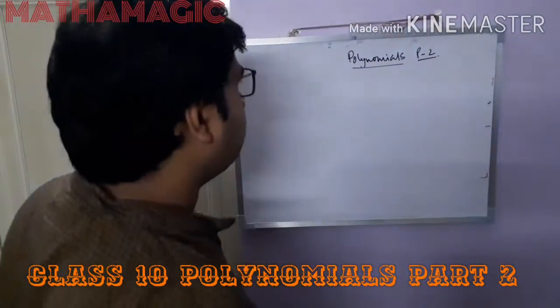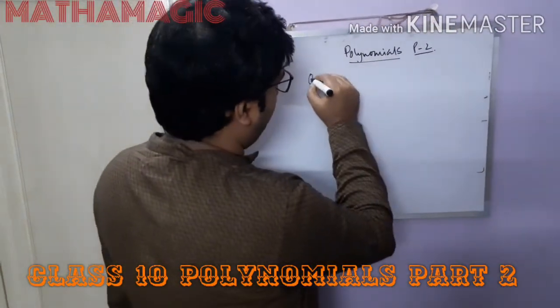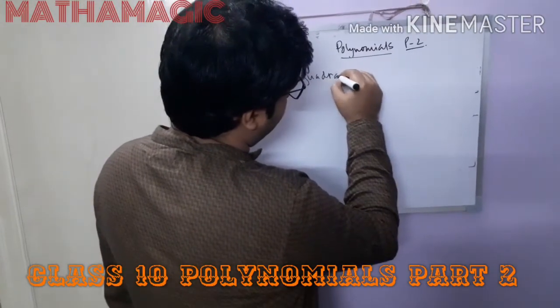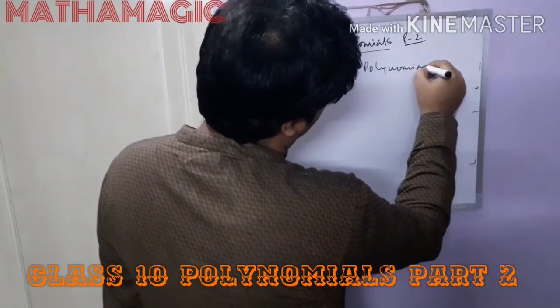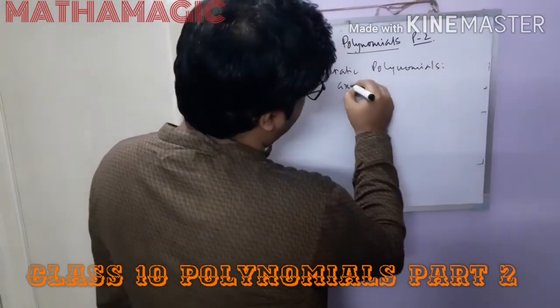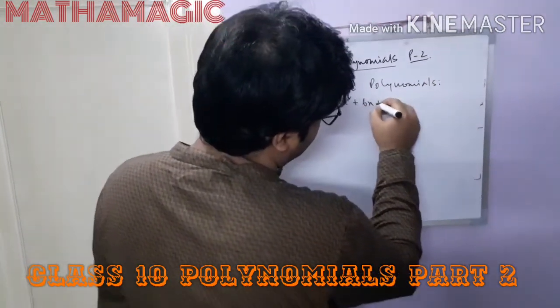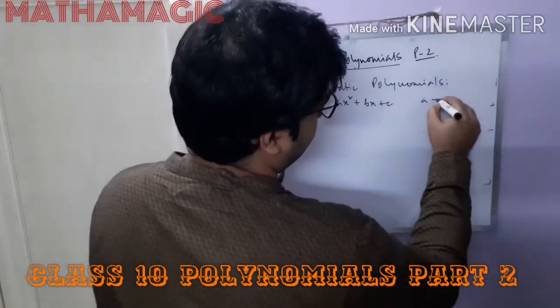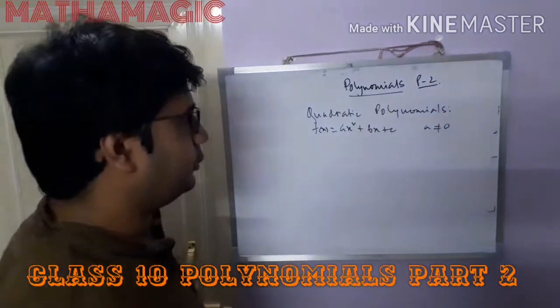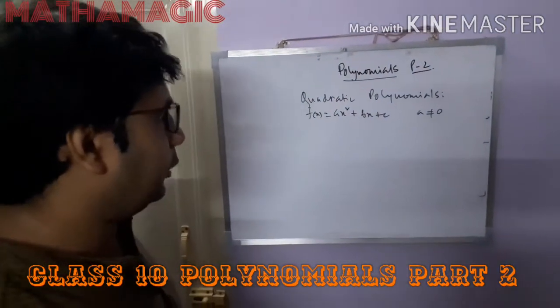In the last video, we discussed quadratic polynomials and cubic polynomials. Quadratic polynomials, where the equation was given as ax square plus bx plus c. F of x equals ax square plus bx plus c, where a is not equal to 0. That represents a quadratic polynomial.